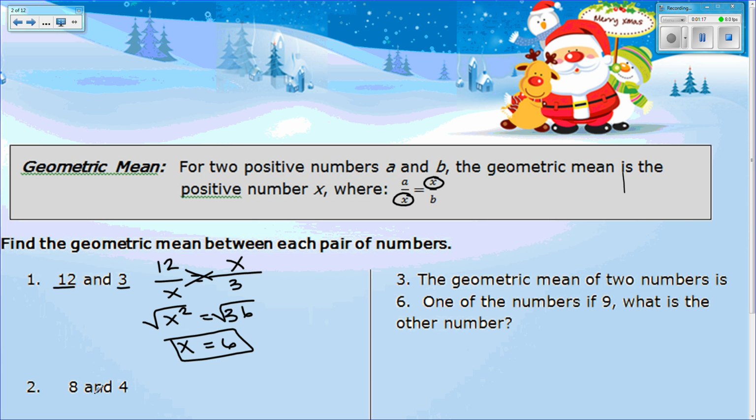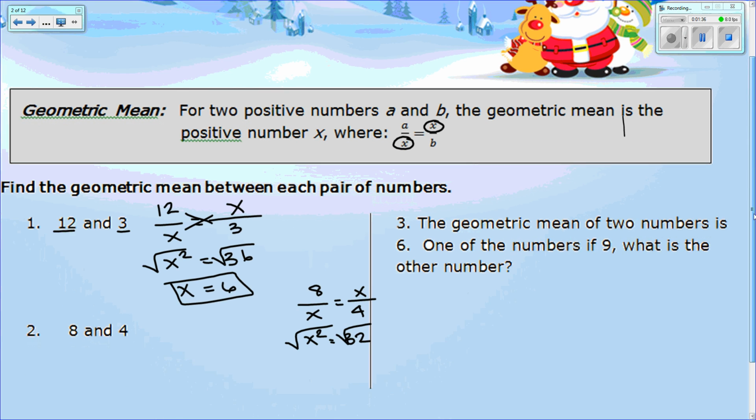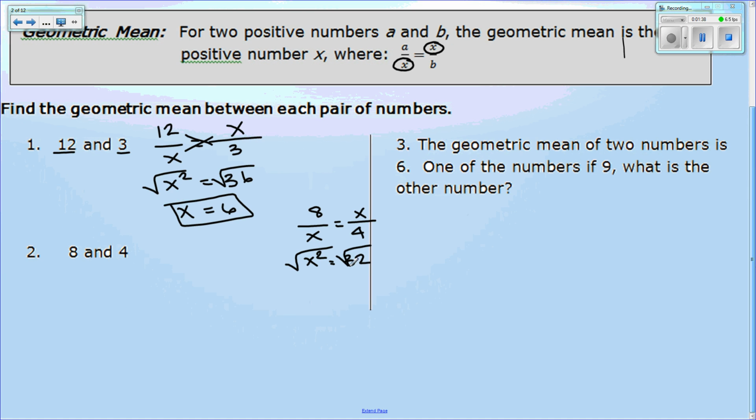So you do the same thing with 8 and 4. You set up a proportion, you fill in the geometric mean, and then the other two numbers go in the remaining spots. X squared equals 32. Then you take the square root of both sides. Now remember, we spent that day last time reducing. So the square root of x squared is x.